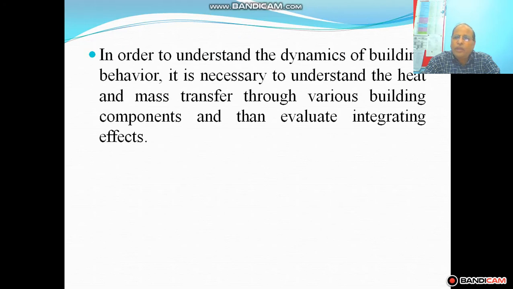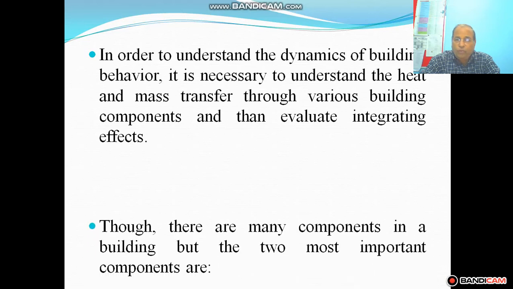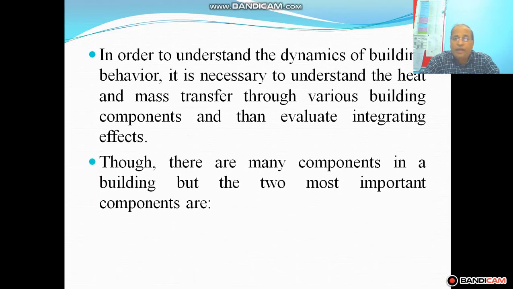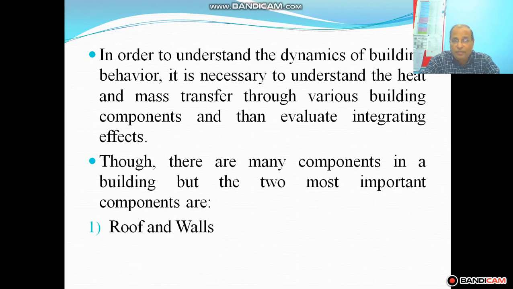In order to understand the dynamics of the building behavior, it is necessary to understand the heat and mass transfer through various building components and then evaluate integrating effects. Though there are many components in a building, the two most important components are number 1, roof and walls. Number 2, the windows.